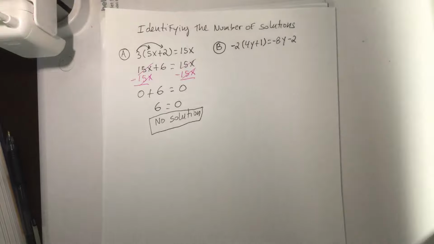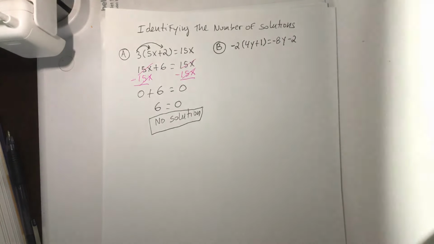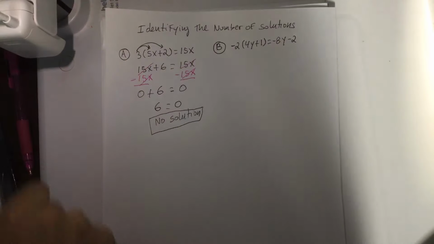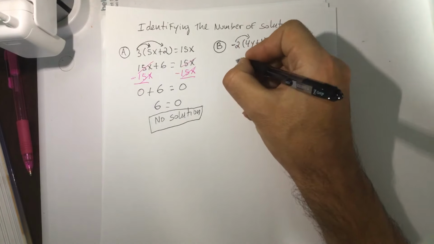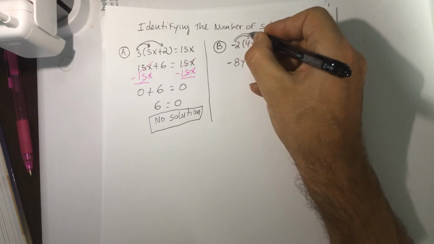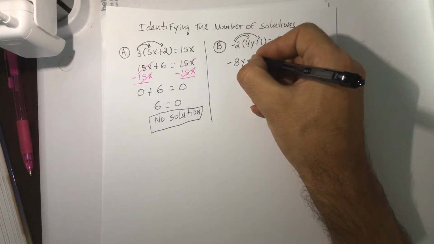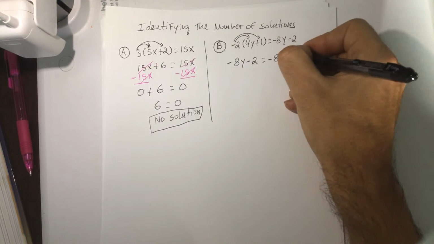All right, so let's take a look at it. Again, remember the 3 outcomes here: you can solve it and get one solution like we did in previous chapters. You can get no solution like what happened here, or maybe something could happen like getting an infinite amount of solutions. So first of all, let's do the distributive property. So negative 2 times 4y, that will be a negative 8y. And negative 2 times 1, that will be a negative 2. And we got over here negative 8y minus 2.